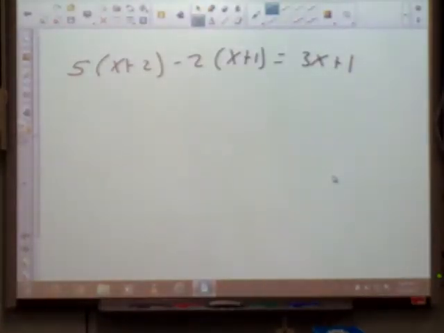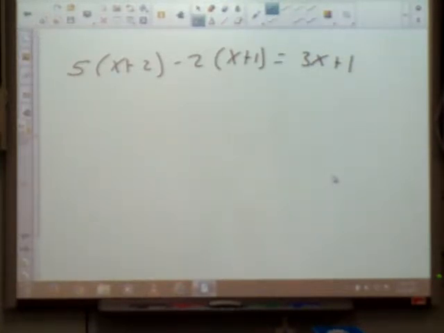So what does identity mean again? Identity means there are infinitely many solutions, so you'll end up with just a true statement, like 8 equals 8 or something like that. Okay, so what's the other one? Contradiction is no solution, so it would be like 8 equals 7, something that's a false statement. And then conditional is one solution.